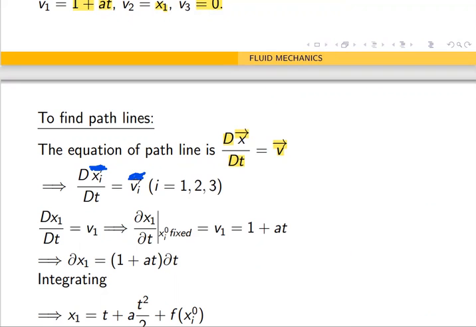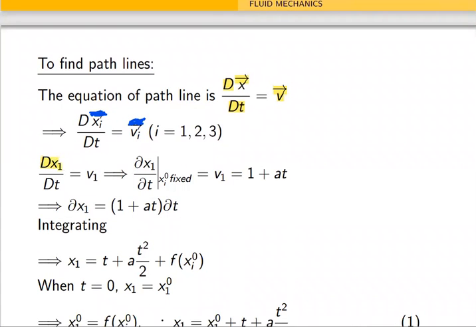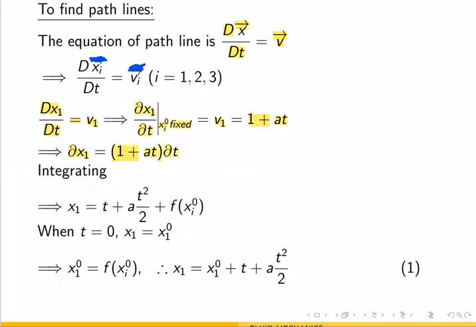So let us take the first component. So dx1 by dt equal to V1. And what is capital D by dt? That's nothing but the material time derivative. That means what? So dx1 by dt, xi naught fixed, equal to V1. V1 is 1 plus at. Right? So separating the variables, we get dou x1 equal to (1 plus at) dou t. Integrating, the integration of dx1 is x1 and the integration of 1 is t. A is constant as it is and t gives t square by 2, plus a constant. The constant is taken as a function f of xi naught.